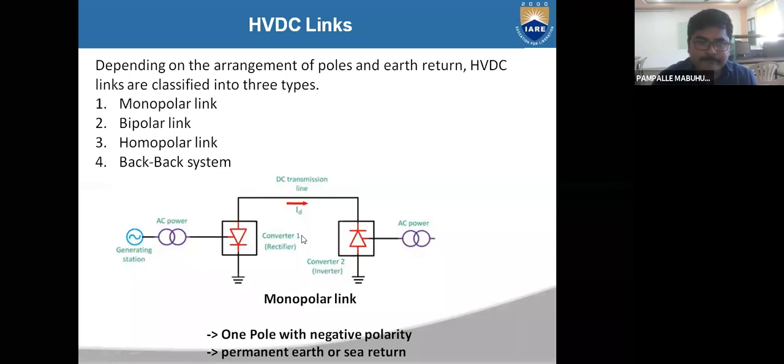So this is about the monopolar link. In this monopolar link, you will also have one converter station and one inverter station. Between the two stations, you will have a transmission line which is monopolar. Generally, this type of monopolar link is not used presently.